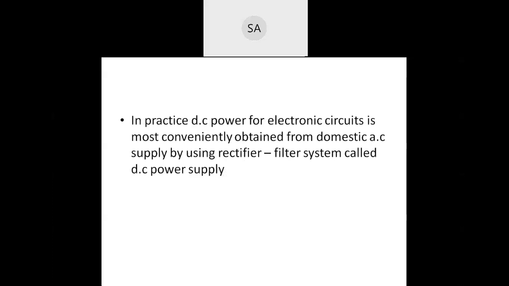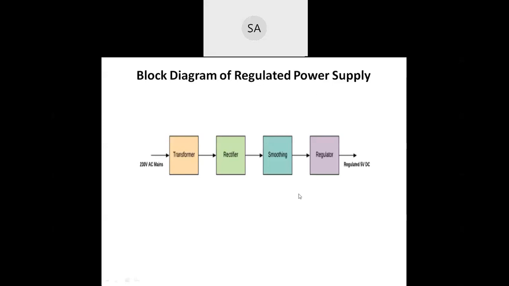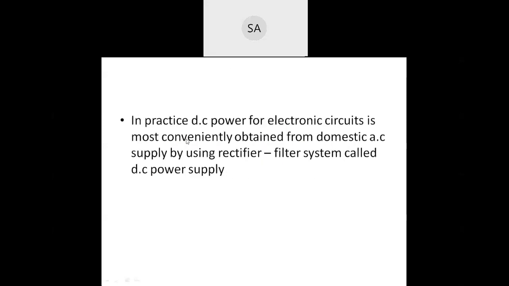In practice, DC power for an electronic circuit is most conveniently obtained from the domestic AC supply by using a rectifier filter system, called the DC power supply. This is shown in the block diagram as rectifier and filtering. Only after that do you get the DC power supply from the mains supply. That is the necessity of the DC power supply.